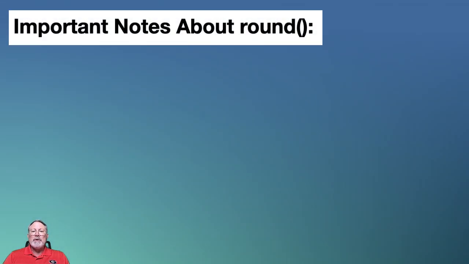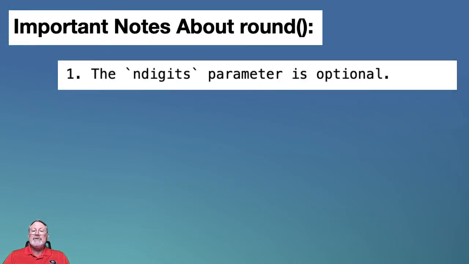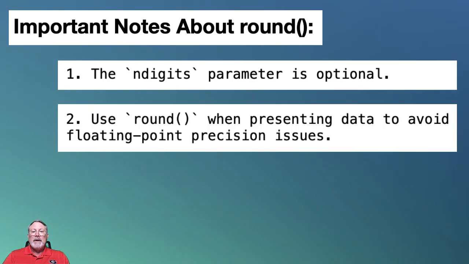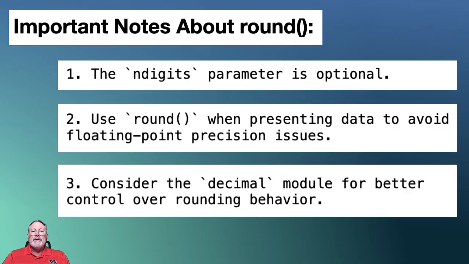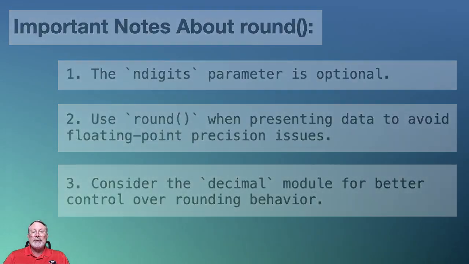Here are some important points about the round function. The n digits parameter is optional. Without it, the function returns an integer. It's a good practice to use round when presenting data to avoid floating point precision issues. For more advanced rounding needs, consider the decimal module for better control over rounding behavior.